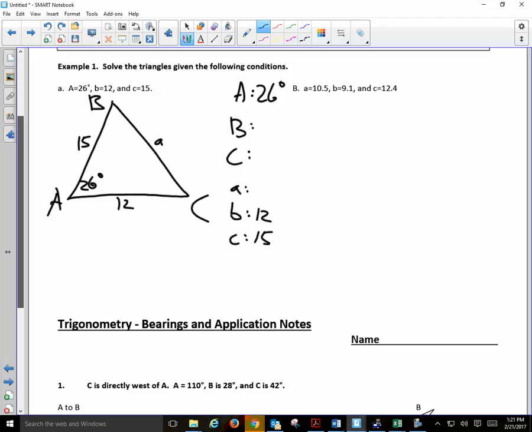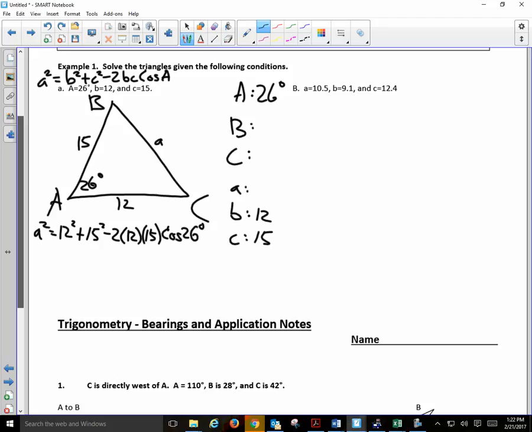So if we want to find side A, then I use the formula A squared is equal to B squared plus C squared minus 2BC times the cosine of angle A. So A squared is 12 squared plus 15 squared minus 2 times 12 times 15 times the cosine of 26 degrees.